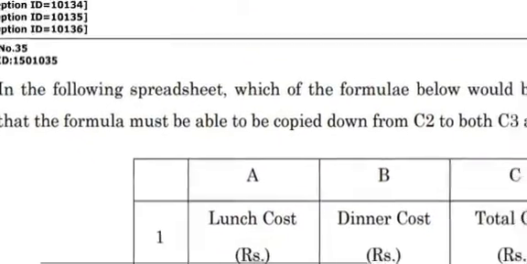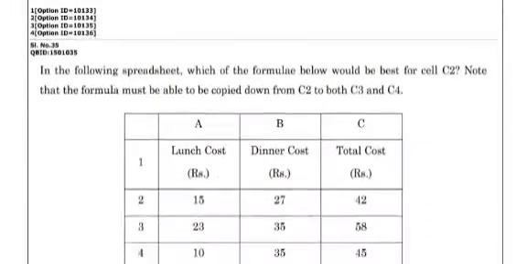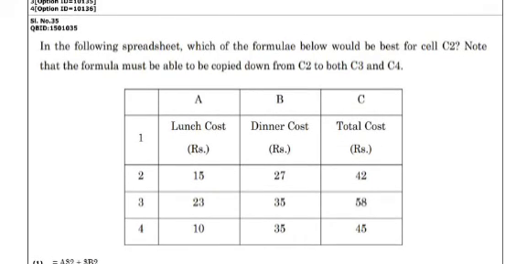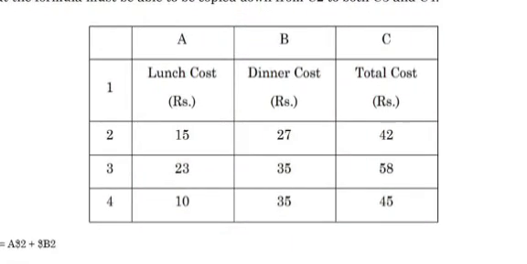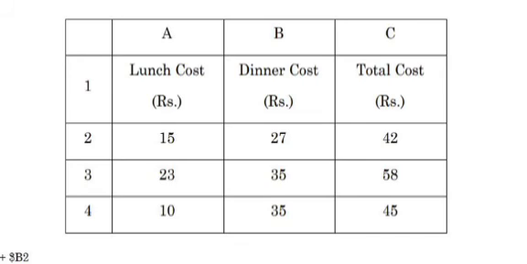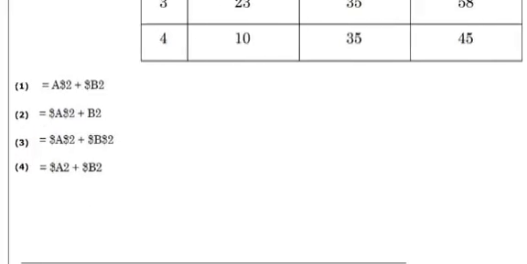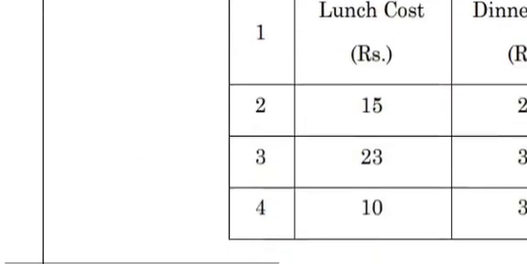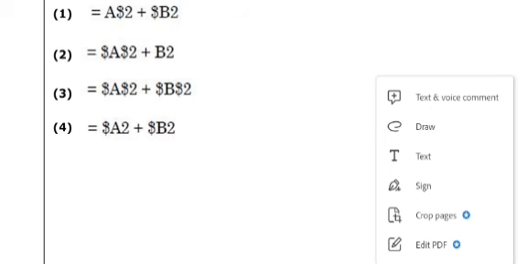Next is related to a mathematical sum. 35 says, in the following spreadsheet, which of the formulae below would be best for cell C2? Note that the formula must be able to be copied down from C2 to both C3 and C4. So this is the chart: rows 1, 2, 3, 4, columns A, B, C, then lunch cost in rupees, dinner cost in rupees, total cost in rupees. Let me read first A, then B, then C: 15, 23, 10, 27, 35, 35, 42, 58, 45. So these are the options we have got. For 35, the correct option will be D, $A2 plus $B2.